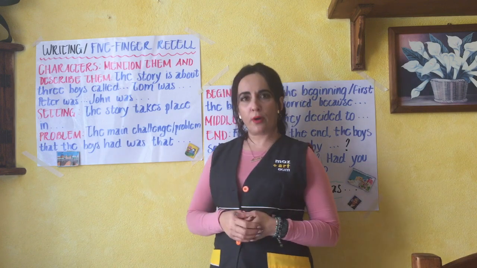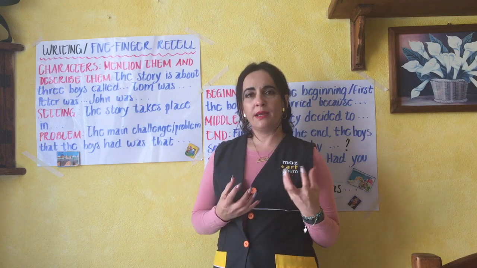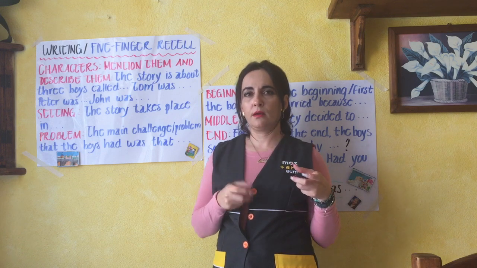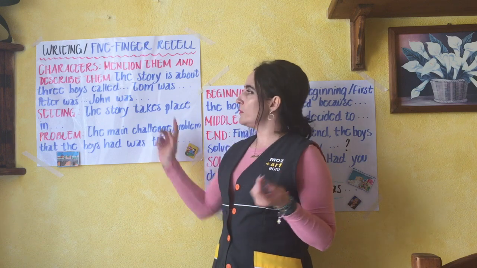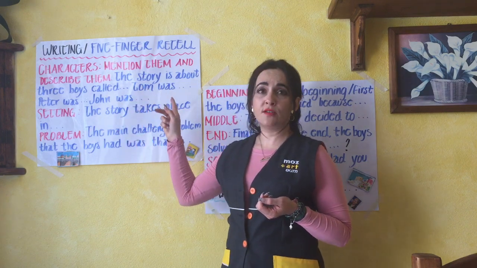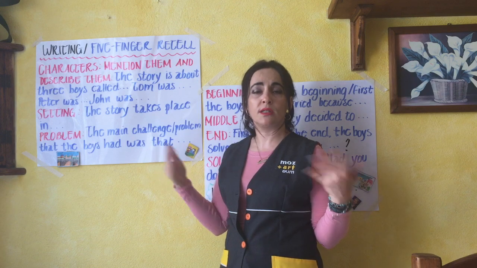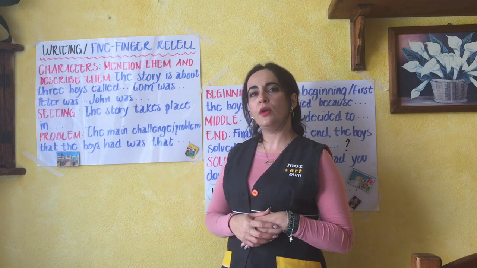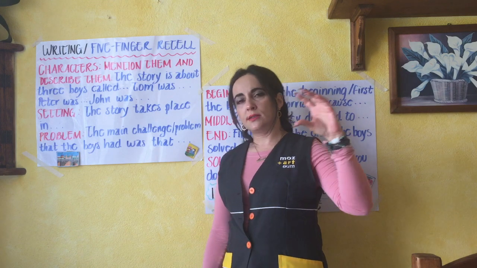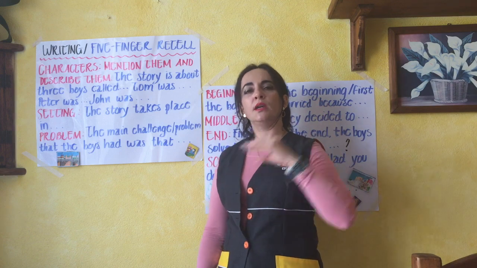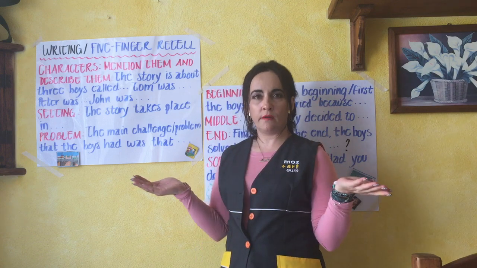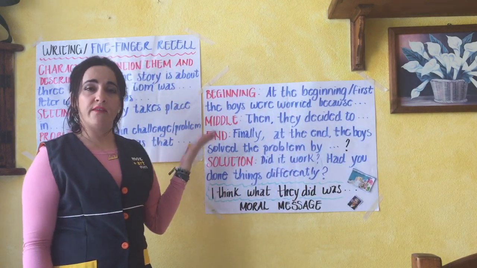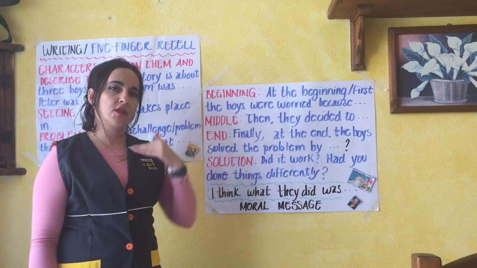Then you have to mention the problem. The main challenge, the main problem, what the story is about, is the most important thing of the story to begin with. So if the problem of these three boys is that they have to do a school work together, but they don't like each other, that's the problem of the story, and that's how you're going to begin. So you describe the characters, you describe the setting, and then you describe the main issue of the story. And then we go with the events that occur in the story, in chronological order.